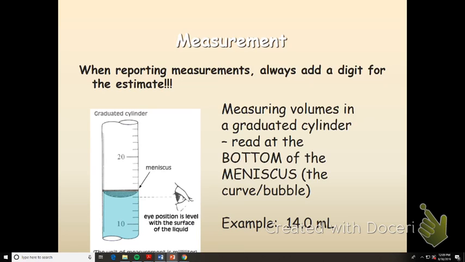Measurement lab. So we just had a lab that's about measuring. There are some things that might be on the test that you'll need to know, like looking at a graduated cylinder. You must know what this is.